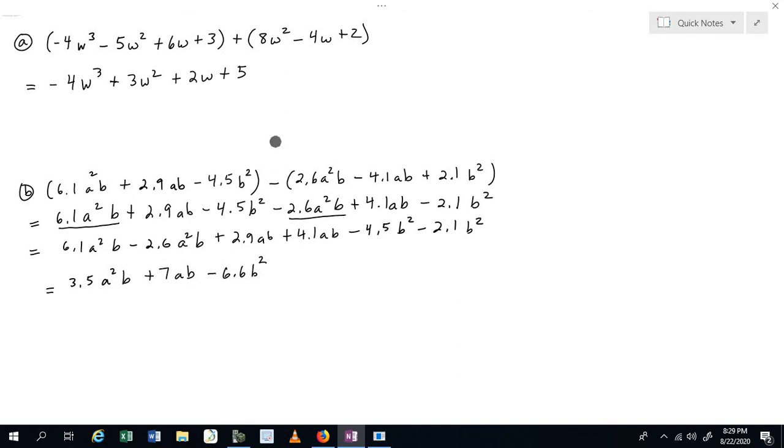And so basically adding or subtracting polynomials really consists of combining like terms. That's how you add and subtract polynomials.